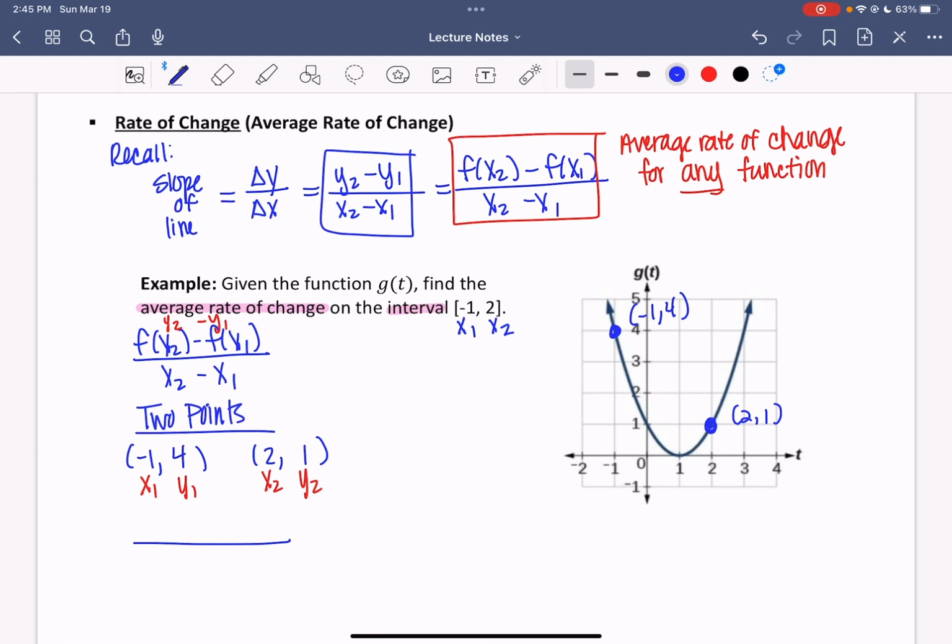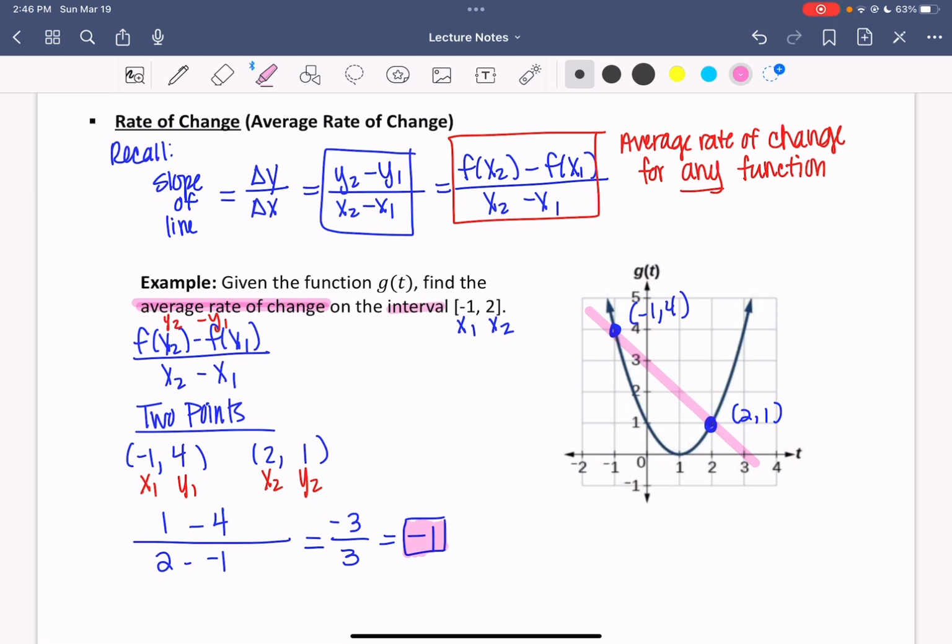And so I can say, okay, well then that's going to be 1 minus 4 over 2 minus -1. That gives me -3 over +3 or -1. So what that's saying is my average rate of change is equal to -1. So if I was to go from the point at -1 to the other point at 2 and just connect them, this line that's created would have a slope of -1. You can also see that it went down 3, like we saw in our equation, and over 3.